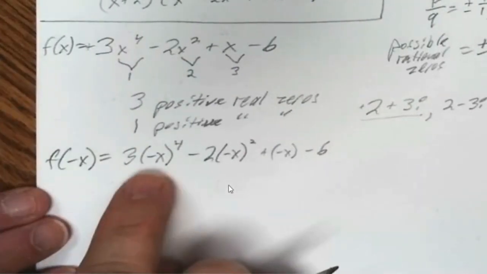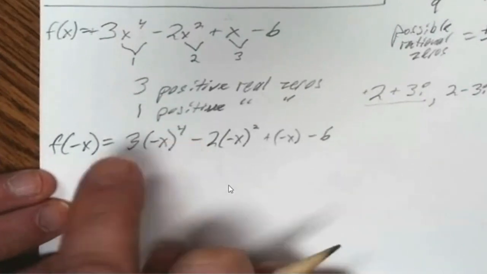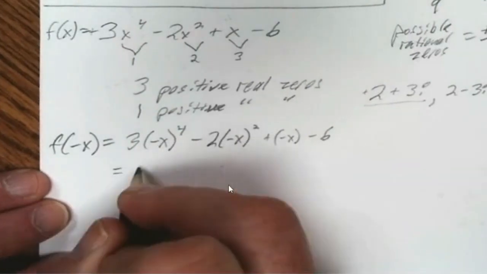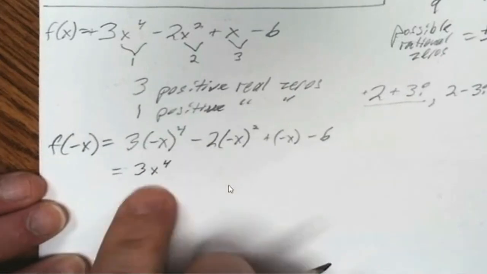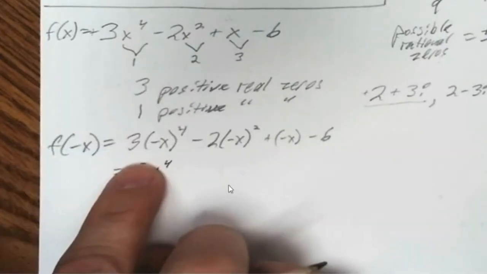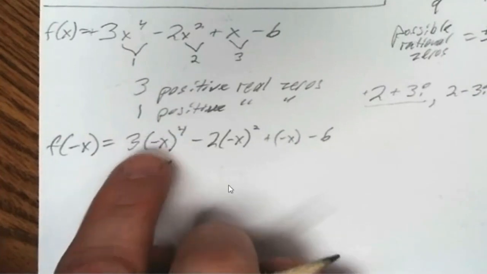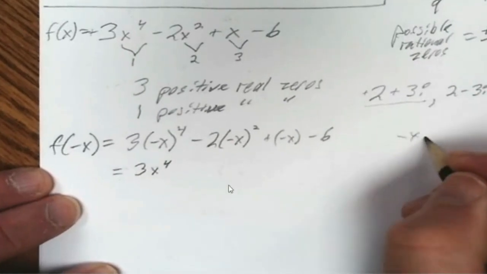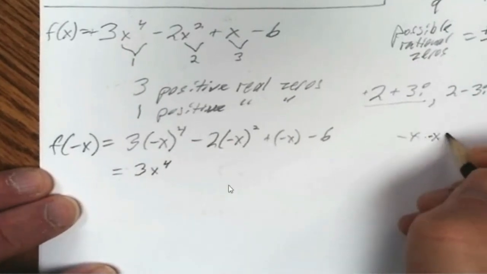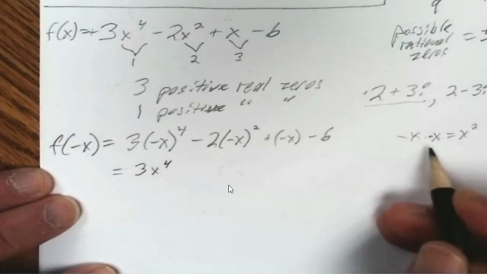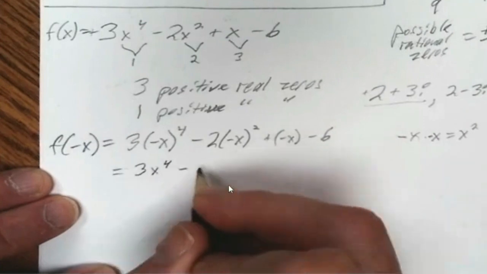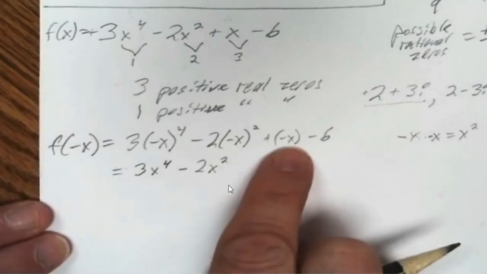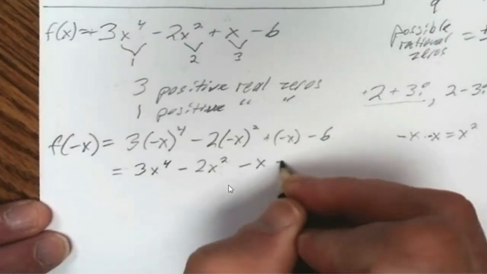All right, let's simplify that. Negative x to the fourth power, it's negative x times negative x times negative x times negative x. That's a positive x to the fourth. So that's going to equal 3x to the fourth. Nothing changed because it's to the fourth power. It's an even power, so it's going to end up even. Minus 2 times negative x squared. Well, negative x times negative x equals a positive x squared because it's a negative times a negative. So this is negative 2x squared. Nothing changed. Plus negative x. Oh, that's a minus x. And we have the minus 6.